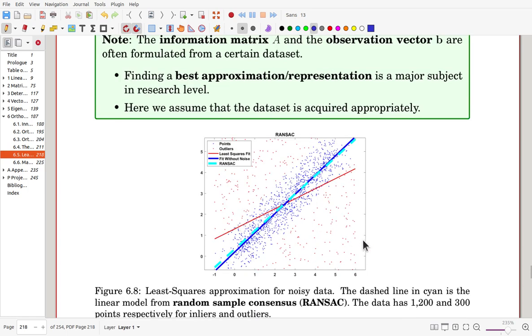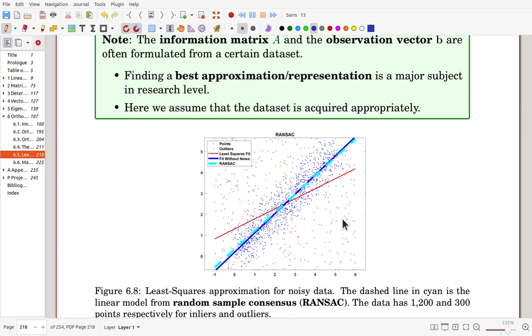Let's see this data set. There are blue dots and red dots. Red dots are noise. Once we are using all points, then we can get such a line. This is the best line. However, we can eliminate the red dots and use only the blue dots, and then we can find the blue line. By using all the points, the algorithm, the so-called RANSAC, the random sample consensus, can find this cyan dash line. The algorithm is working quite reasonably.